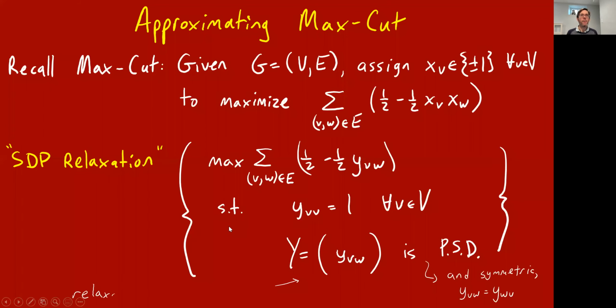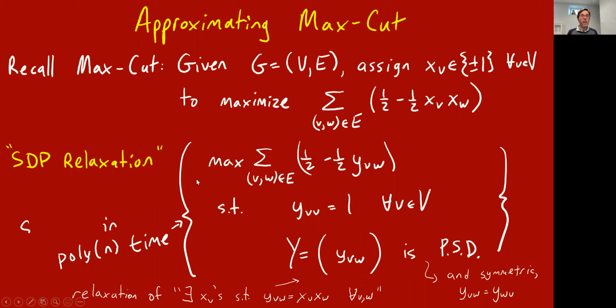And the point of this is it's a relaxation of the condition that we want. It's a relaxation of the condition that there exist real numbers, one for each vertex, XV, such that YVW equals XV times XW. Okay, so as we argued last time, you can solve this semi-definite program and find the optimal YVWs here in polynomial time. Maybe up to some exponentially small additive accuracy, but we can ignore that. Great.